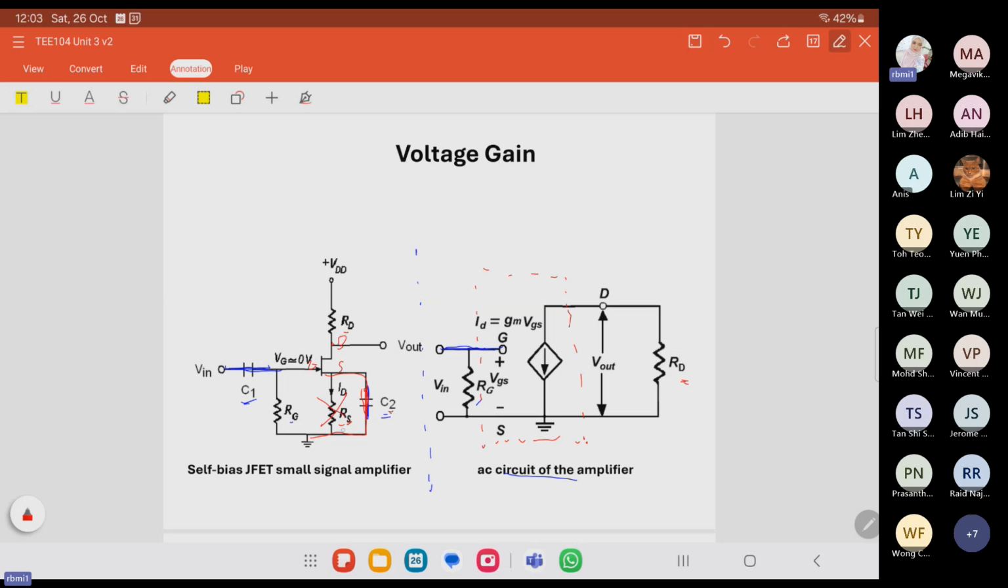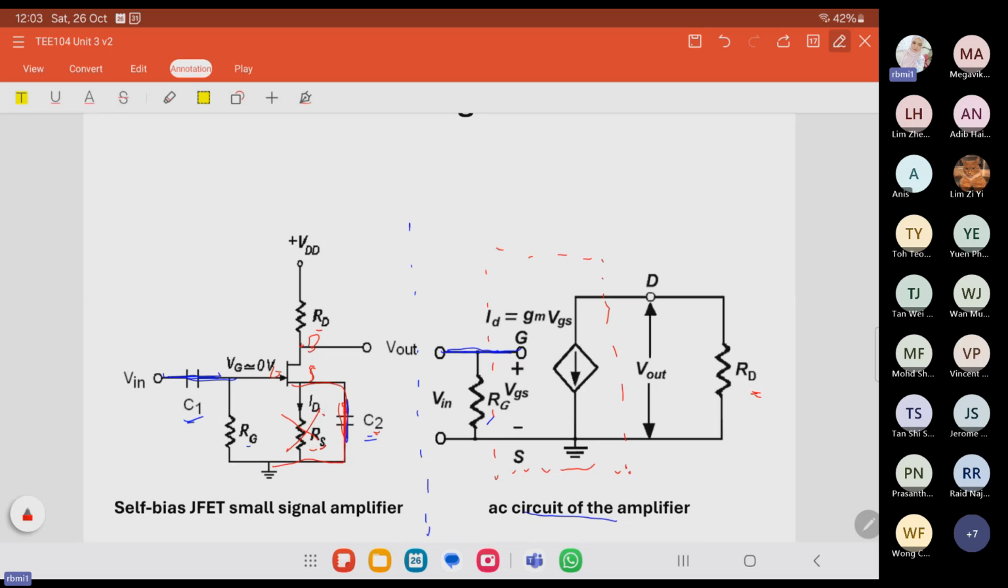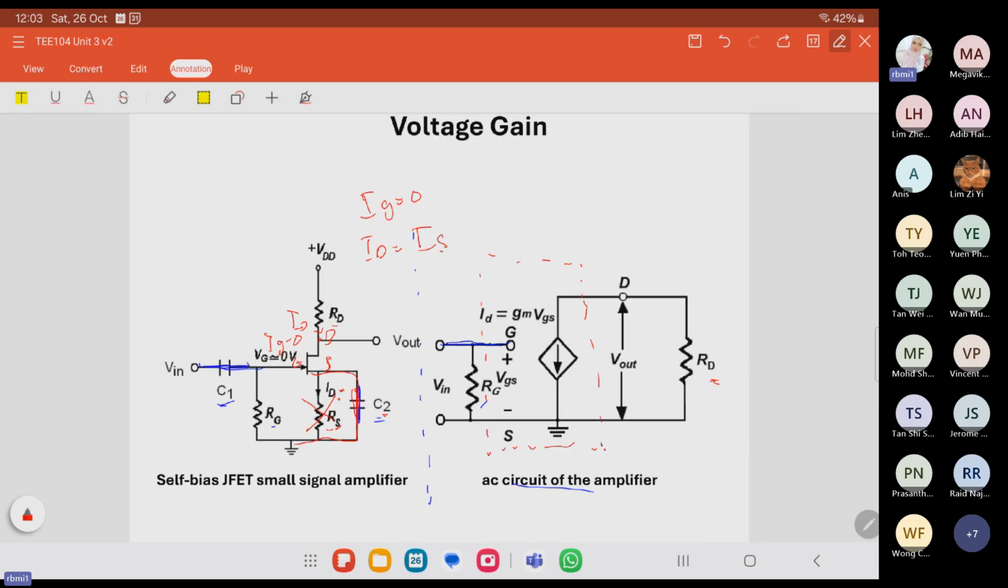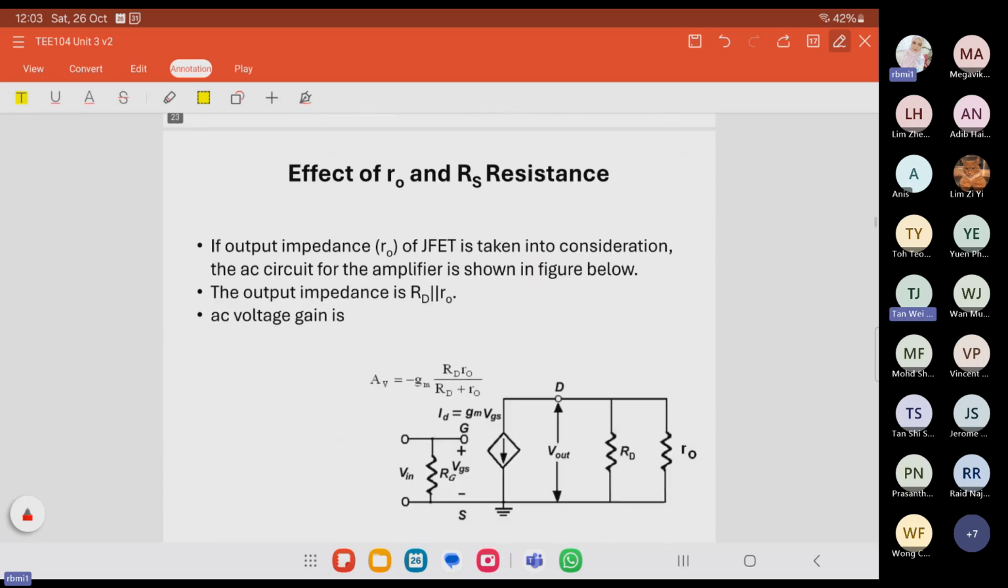And one more thing I want to highlight here. At this source, this is the source, IS, and ID is here because this one is the drain. But here at the source, it is written IS. Why? Because IG is equal to 0. Here, IG is equal to 0. So ID is equal to IS. The current flows straight from the top to the bottom. It does not split at the gate. That is why ID equals IS, because IG is equal to 0.